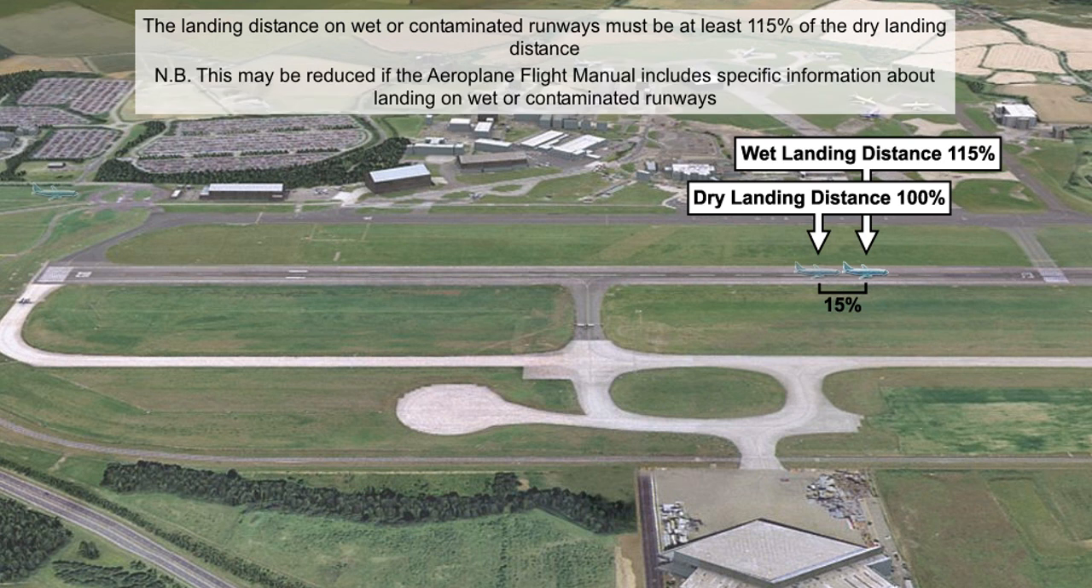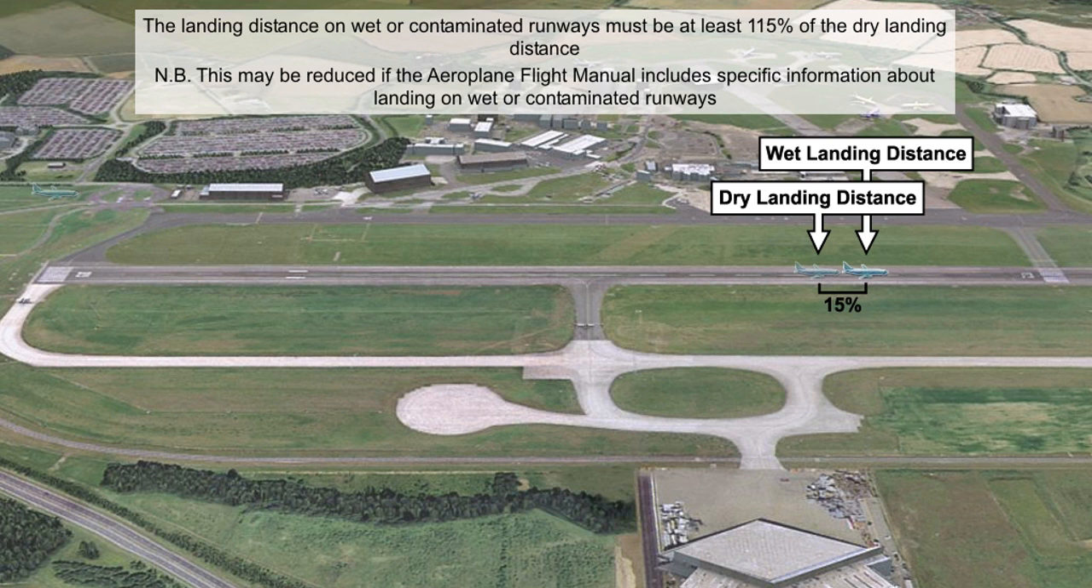However, JAR Ops 1 also states that a value of less than 115% may be used if the aeroplane flight manual includes specific information about wet or contaminated runways. Even though the landing distance increases on wet or contaminated runways, the aeroplane must still be able to demonstrate it can stop within 70% of the runway for turboprops and 60% of the runway for turbojets. Therefore, just be sure you understand the implications of this.